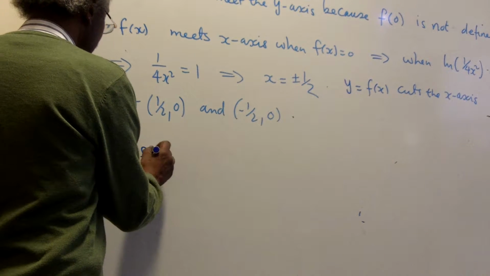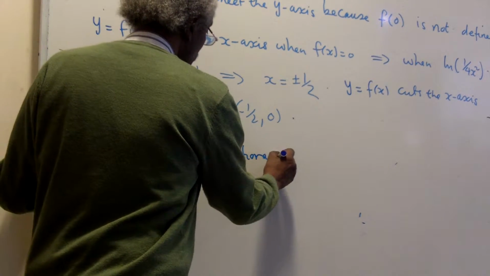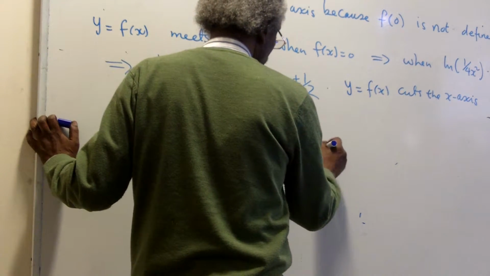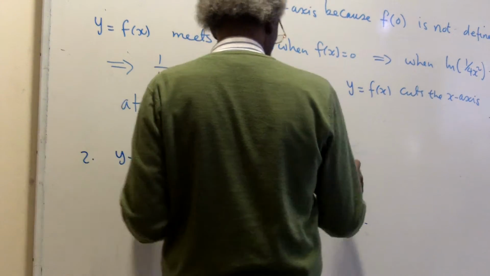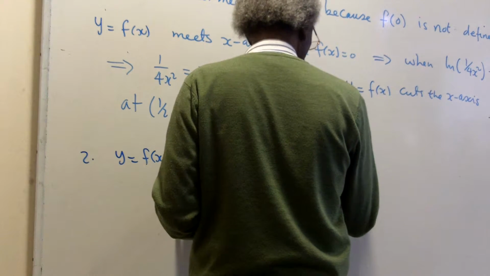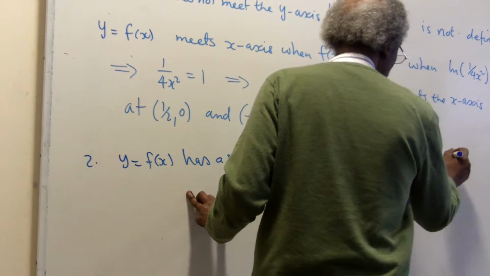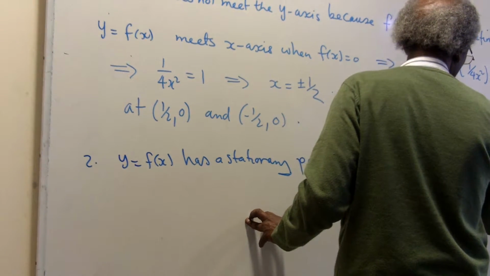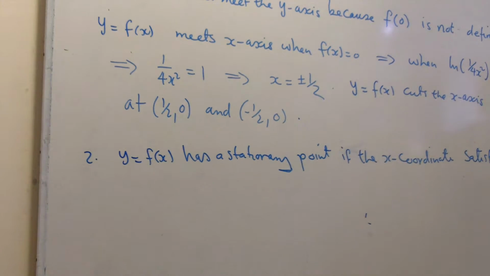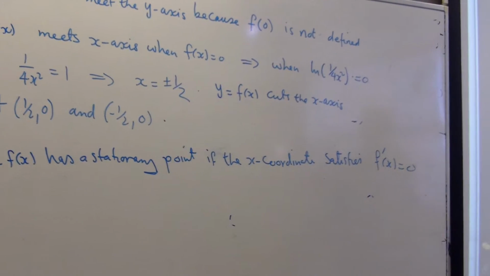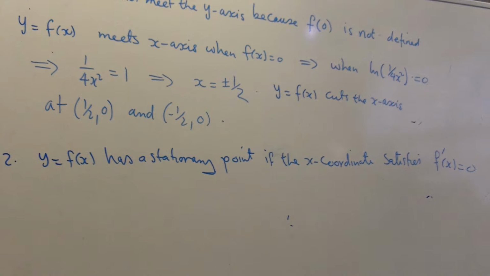y equals f(x) has a stationary point if the x-coordinate satisfies f'(x) = 0. That's the main thing. So I'm going to get hold of f', equate it to 0, and try to study the consequences of doing that. What can I say about that?